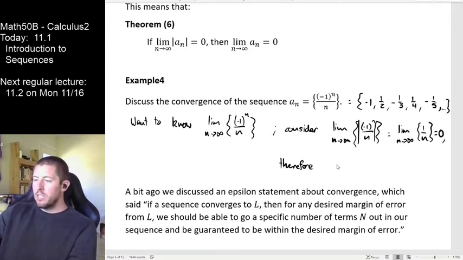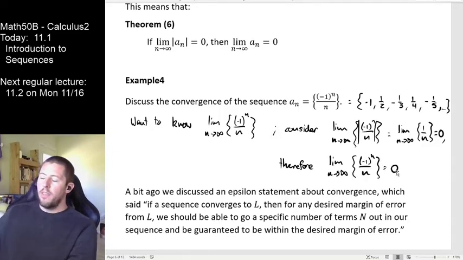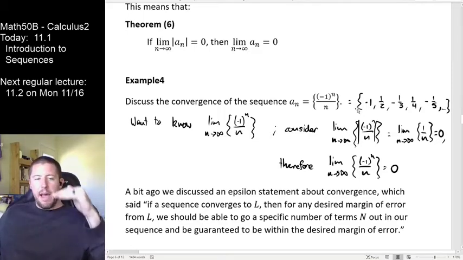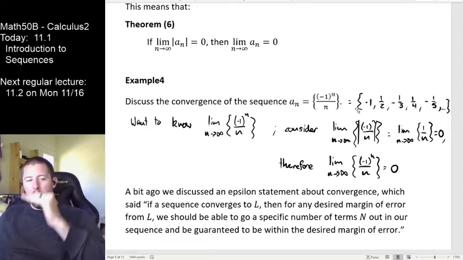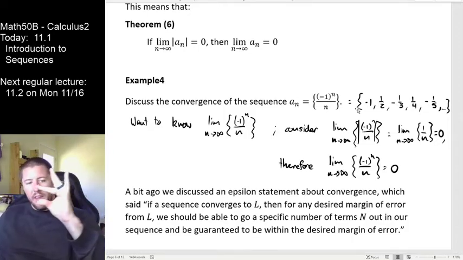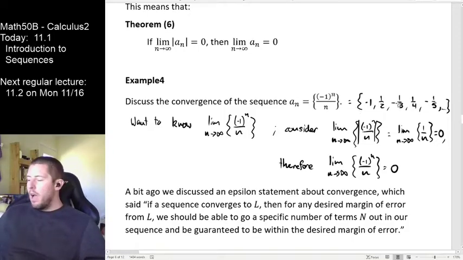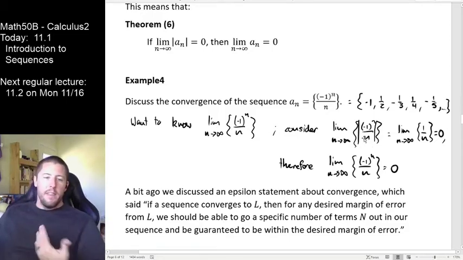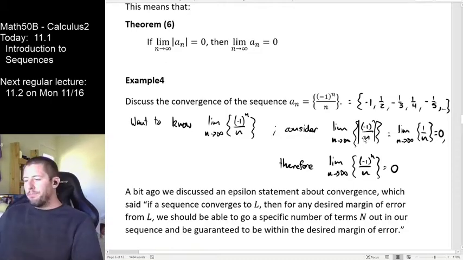Therefore, the expression without the absolute value is also going to be equal to 0. That's what this theorem is saying for us. All this is really saying is that the sequence was bumping back and forth, above, below, above, below, but we were honing in on 0 over time. So if the absolute value of a sequence tends to 0 as n goes to infinity, then the original one will as well.